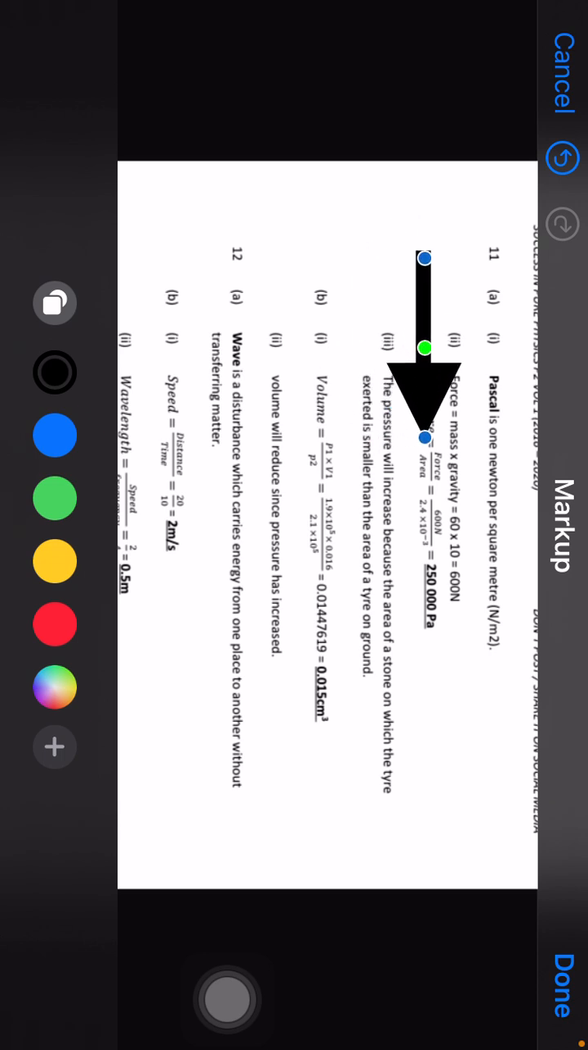Then you go to the formula saying pressure is equal to force over area. Substituting in that equation, there was force, you put your 600 Newtons there, divide by the area. The area has been given in the question as well. After dividing, you should get this answer here, which is 250,000 Pa. Pa stands for Pascal, which is the unit for pressure, and there you get your mark.